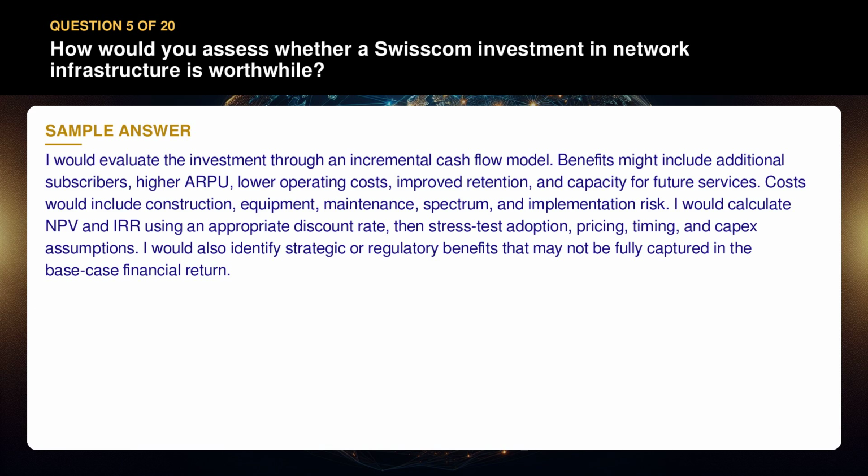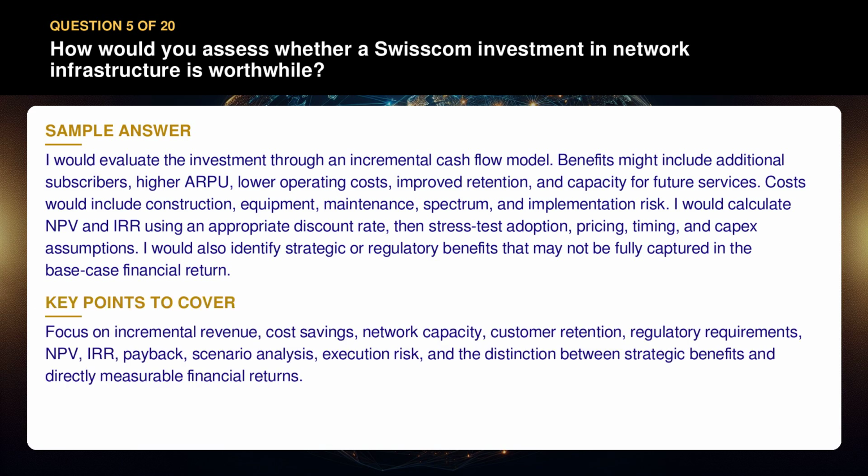I would calculate NPV and IRR using an appropriate discount rate, then stress test adoption, pricing, timing, and CapEx assumptions. I would also identify strategic or regulatory benefits that may not be fully captured in the base case financial return. Focus on incremental revenue, cost savings, network capacity, customer retention, regulatory requirements, NPV, IRR, payback, scenario analysis, execution risk, and the distinction between strategic benefits and directly measurable financial returns.